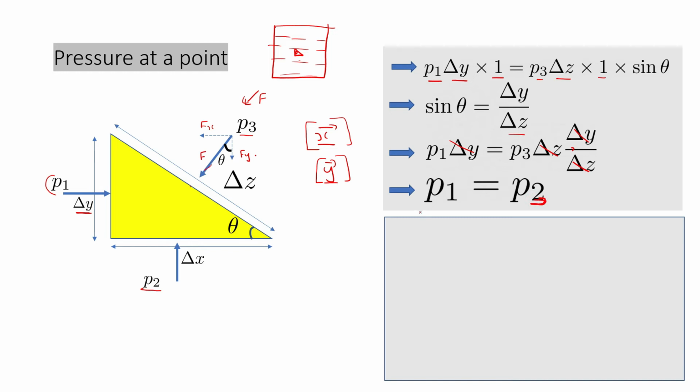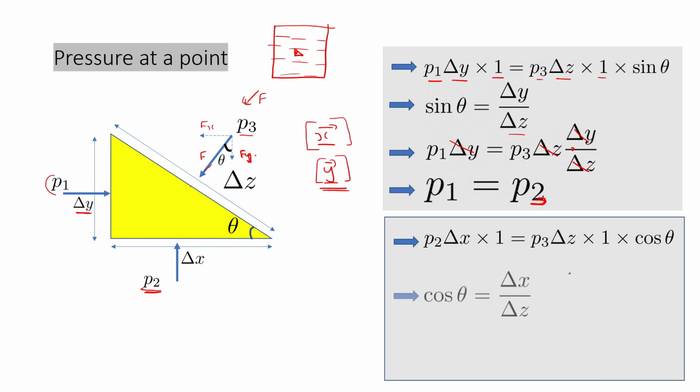Now we want to prove P2 is equal to P3. For that, we will take the y direction. What are the forces acting in the y direction? There is a force acting here, that is P2 into delta x into 1, just like the earlier case. P2 is the pressure and delta x into 1 is the area. This will be equal to P3 into delta z into 1 into cos theta. We have seen how the forces are resolved: we resolve the forces to find Fy, and Fy is equal to P3 into delta z into 1 into cos theta.